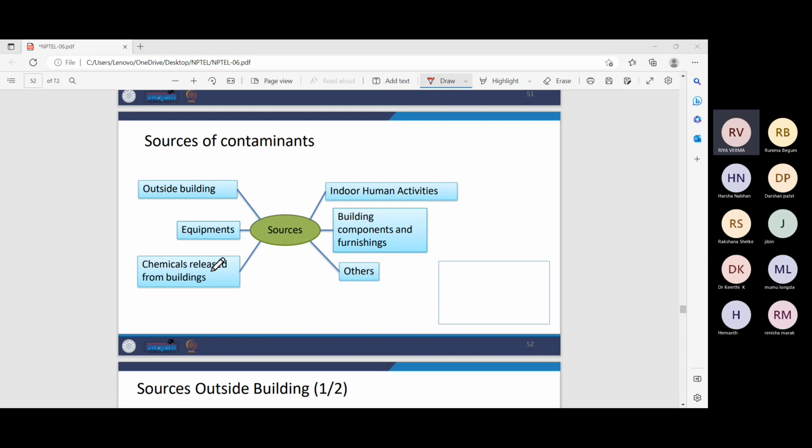Then your indoor human activities such as cleaning, cooking, or some other activities also tend to produce some emissions. For example, smoking. Then your building components and furnishings behave like building material and furnishings that are there to capture those pollutants, and the pollutants tend to accumulate on them if not cleaned properly.